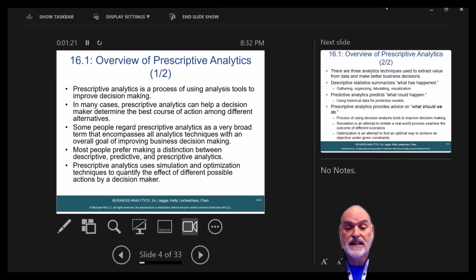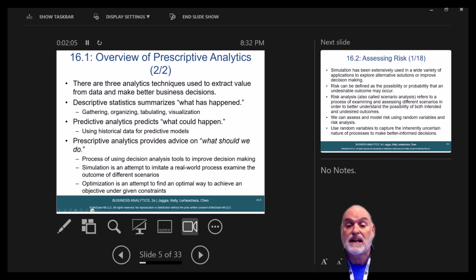Prescriptive analytics is a process of using analysis tools to improve decision making. In many cases, prescriptive analytics can help a decision maker determine the best course of action among different alternatives. Some people regard prescriptive analytics as a very broad term that encompasses all analytics techniques with an overall goal of improving business decision making. Most people prefer making a distinction between descriptive, predictive, and prescriptive analytics.